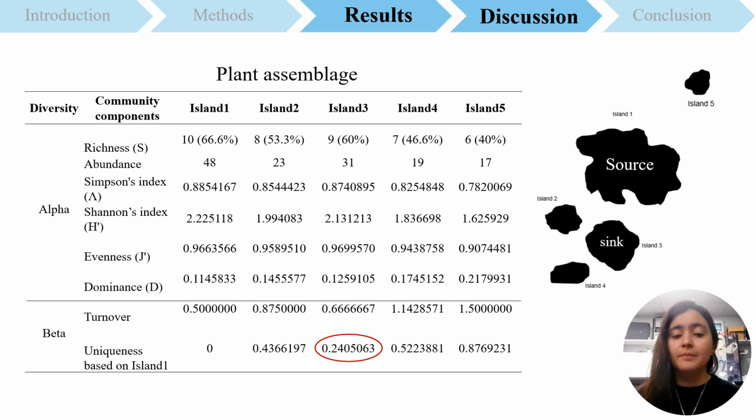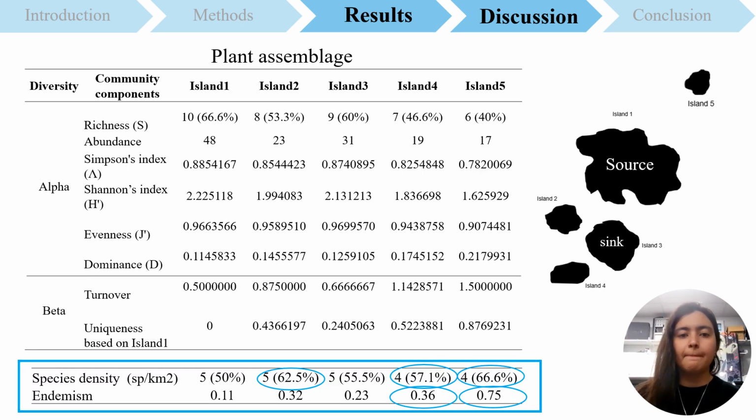However, island 3 has the highest uniqueness, right? Because it's only sharing 24% of the species with island 1. However, I need to highlight also the importance of island 5 and 4, because based on their endemic proportions, they have the highest endemic proportions, and also species density. This could be reflecting connectivity and isolation, particularly for island 5.